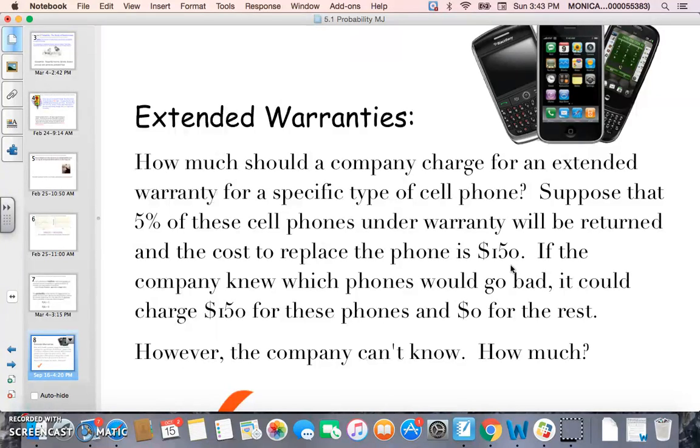They need to make sure that when they charge the money for the warranty, this amount is covered so they don't have to eat the cost. So if you get an extended warranty, you're insuring yourself, but you're also helping to pay for other people's phones that might break under the warranty. If the company knew which phones would go bad, they would just charge an extra $150 for those phones and 0 for the ones that aren't going to go bad. However, the company can't know that. So they need to use the laws of probability to figure out how much to charge for this extended warranty, so that they don't have to pay the extra money out.